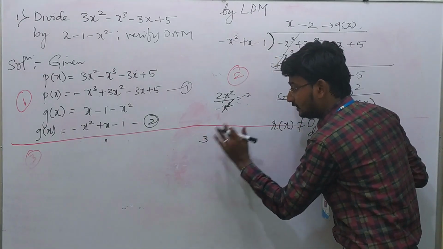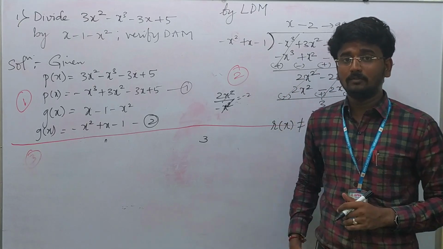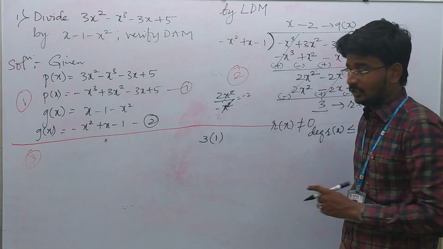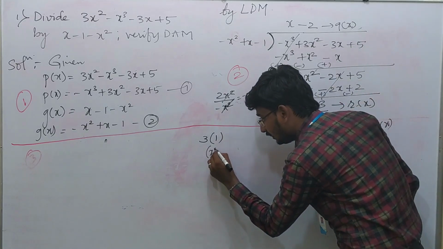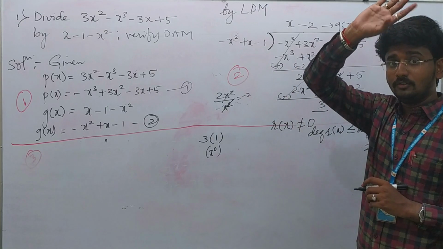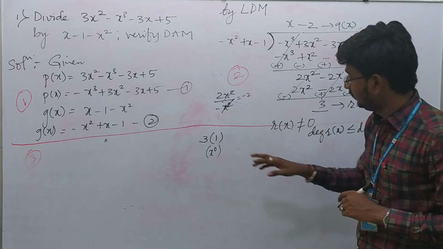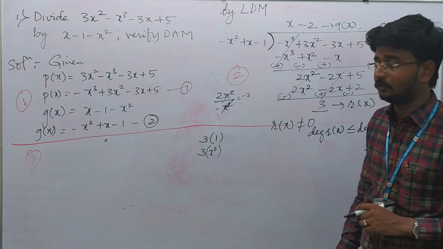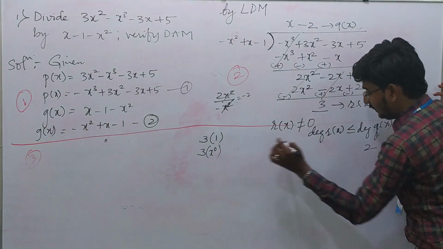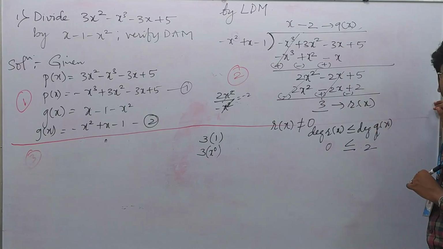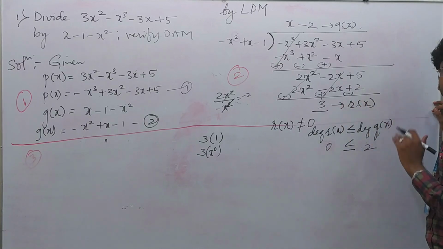Now, remainder 3 can be expressed in the form of a variable. Here, if it is nothing, it means 1. This 1 I can say as x to the power 0. Anything to the power 0 is always 1. Yesterday we said this in the class. Same way, x to the power 0. So this can be written as 3x to the power 0. Now what is the degree of the remainder? It is 0. 0 is less than or equal to 2. So our division stops here.